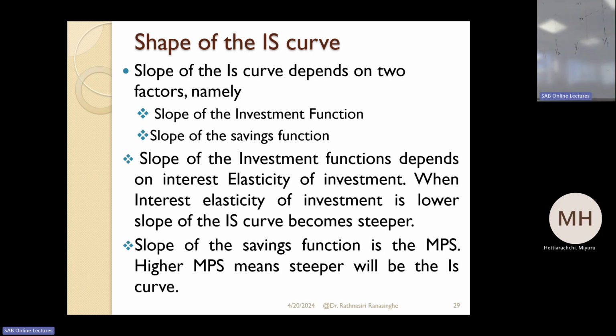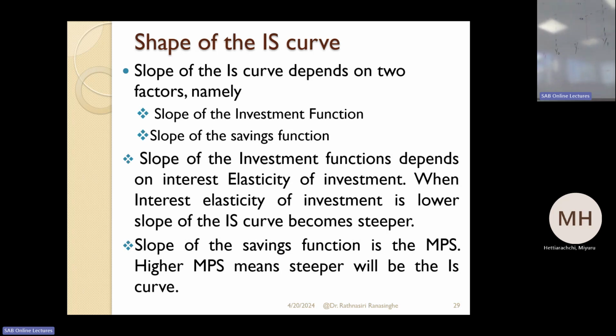So those are the two factors. Very simple. The slope mainly depends on the slope of the savings and the slope of the investment. What determines the slope of the investment function? Interest elasticity of investment. The saving function slope mainly depends on the MPS. So those are the two factors that go to the slope of the IS: interest elasticity of investment and marginal propensity to save.